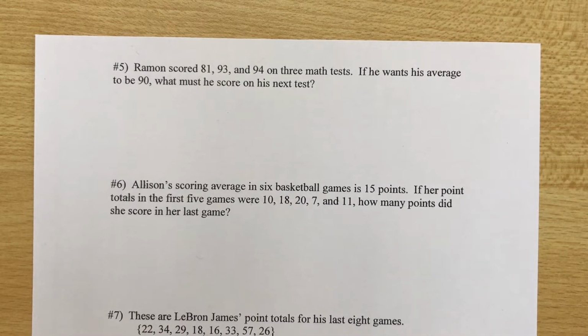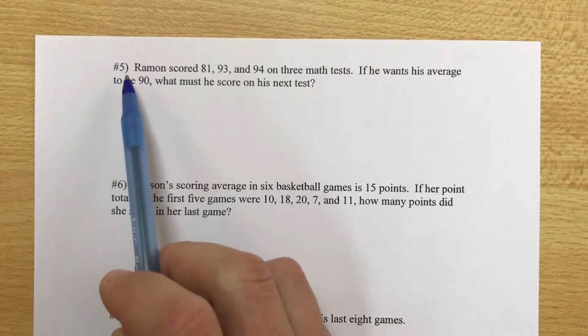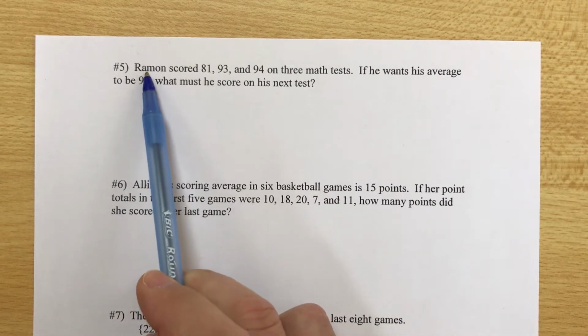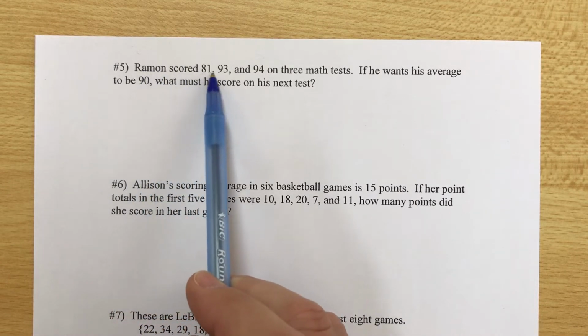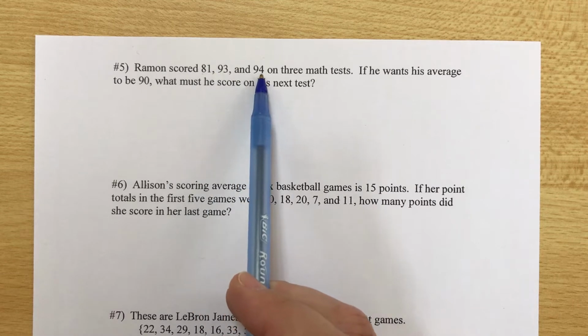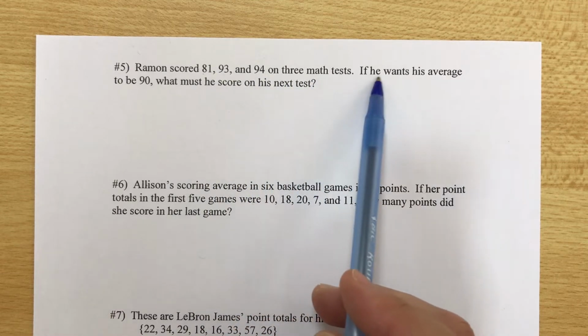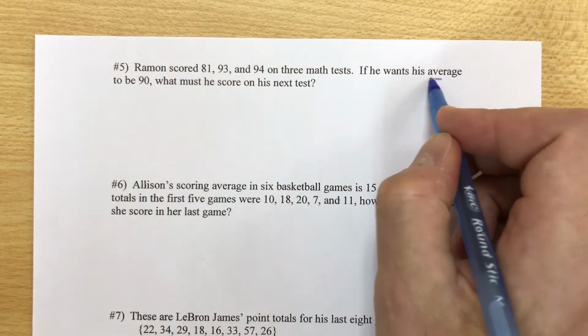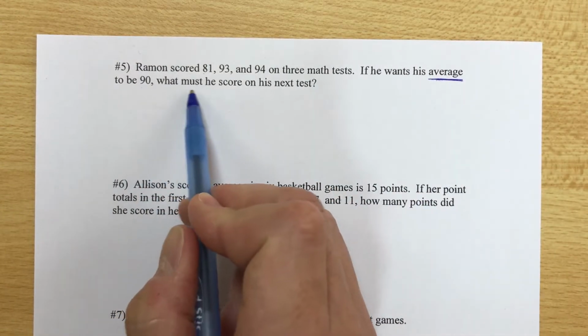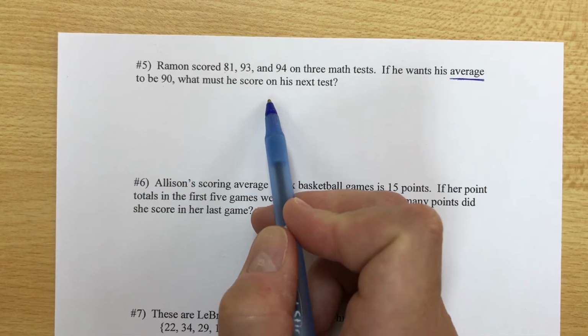All right, so we're on the back of the notes here for part 2. We're up to number 5 here. So let's go ahead and read through this. Ramon scored 81, 93, and 94 on 3 math tests. If he wants his average to be 90, what must he score on his next test?